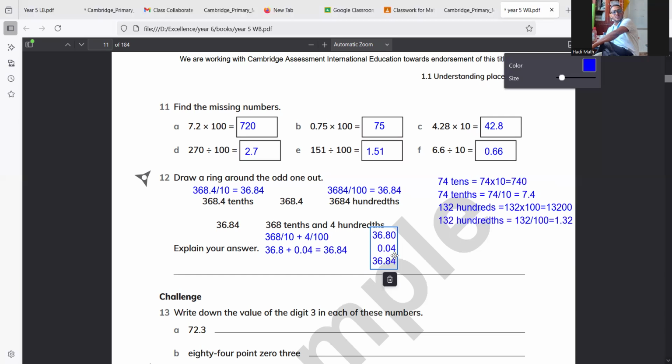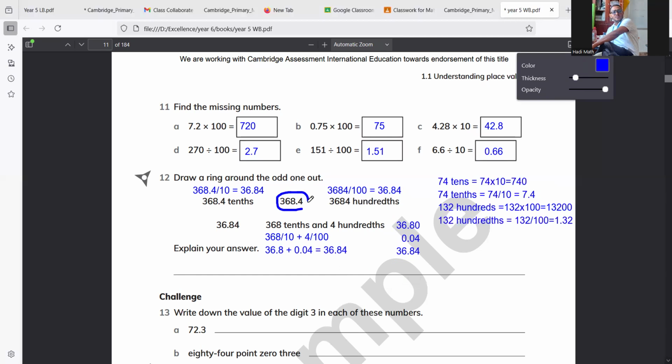It is 36.84. So now if you look at our question, we find this one is 36.84. This is 36.84. This is 6.84. This is 6.44. So the odd one out, they say drawing or the odd one out. I find now the odd one out is only this one because it is the only one 368.4.